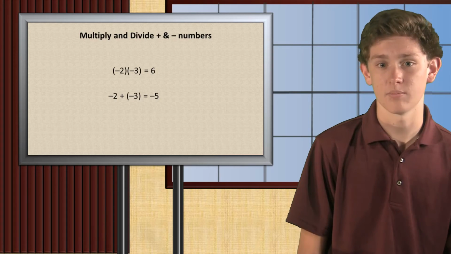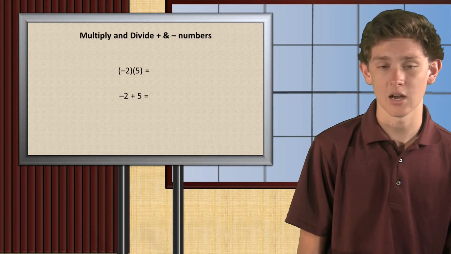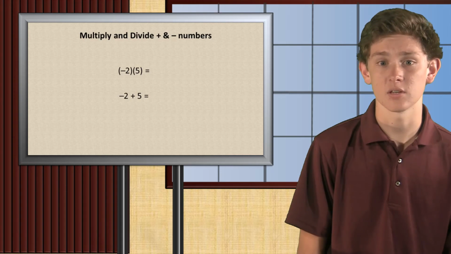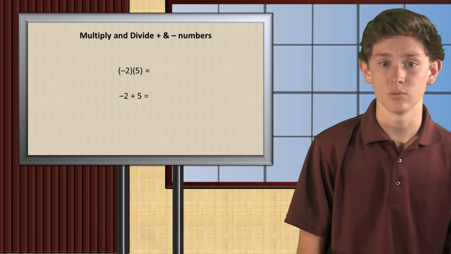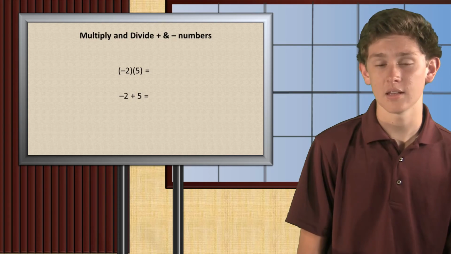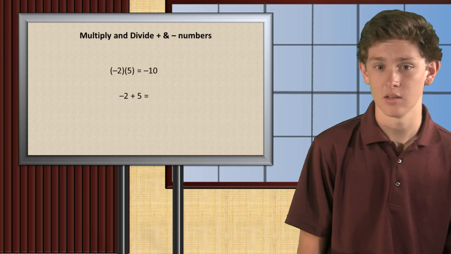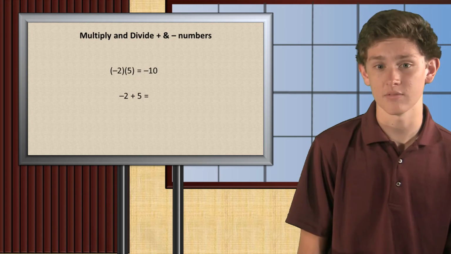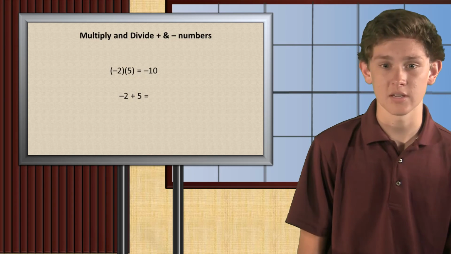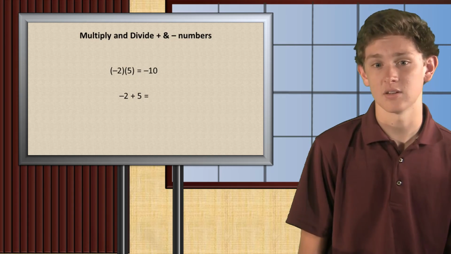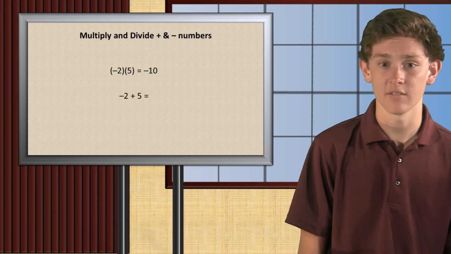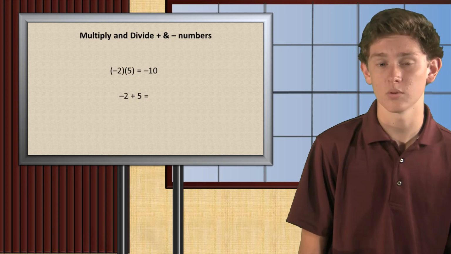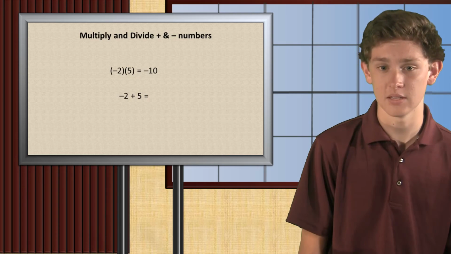Now, next set of problems. -2 times 5. Since there's one negative sign in the multiplication, the answer is going to be negative. And because 2 times 5 equals 10, the answer is -10. Now the addition problem. -2 plus positive 5. Since there are 2 different signs, the sign of the answer is going to be of the bigger number, which is 5, and it's a positive. So we're going to subtract 5 minus 2, which will equal 3. So the answer is 3.